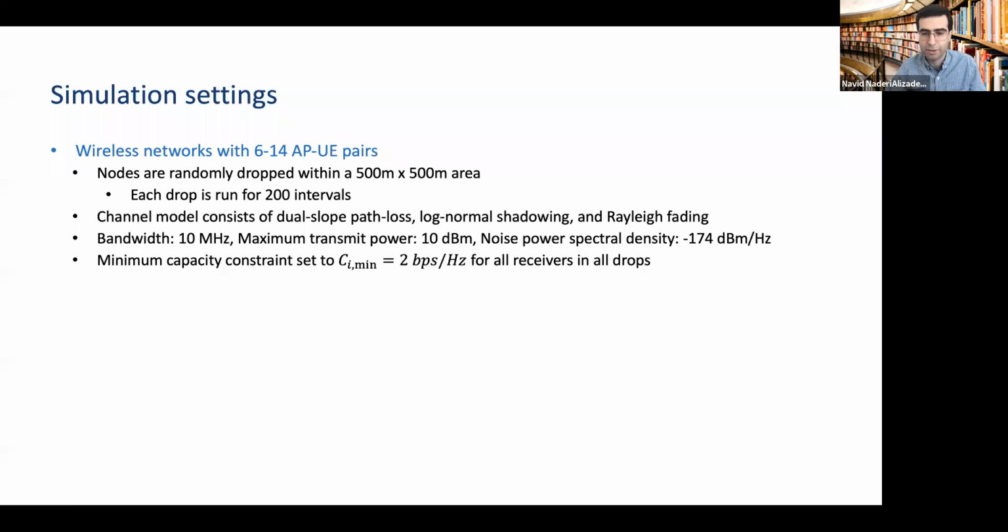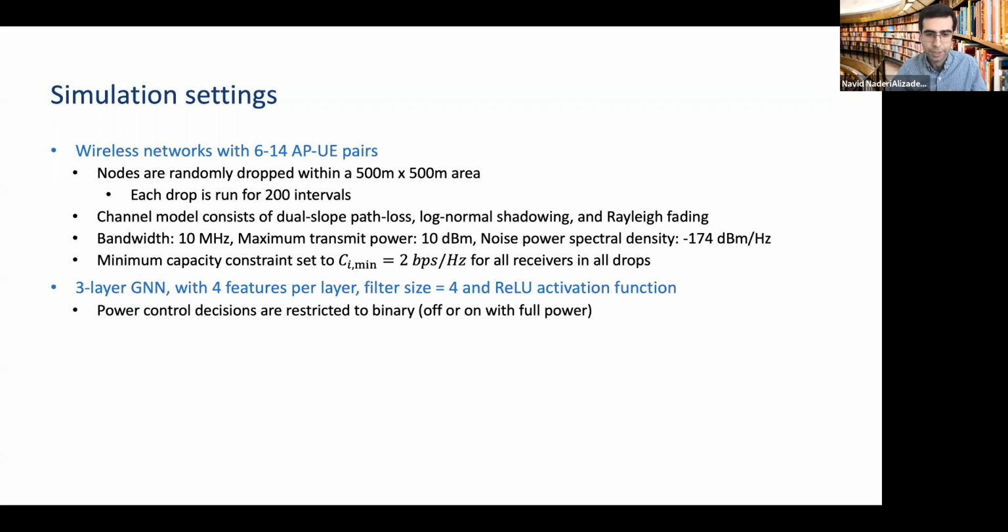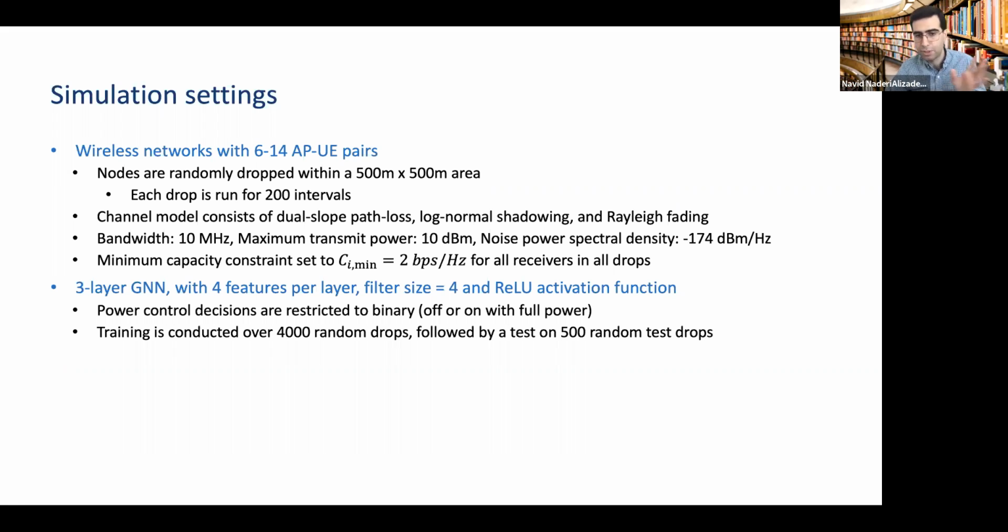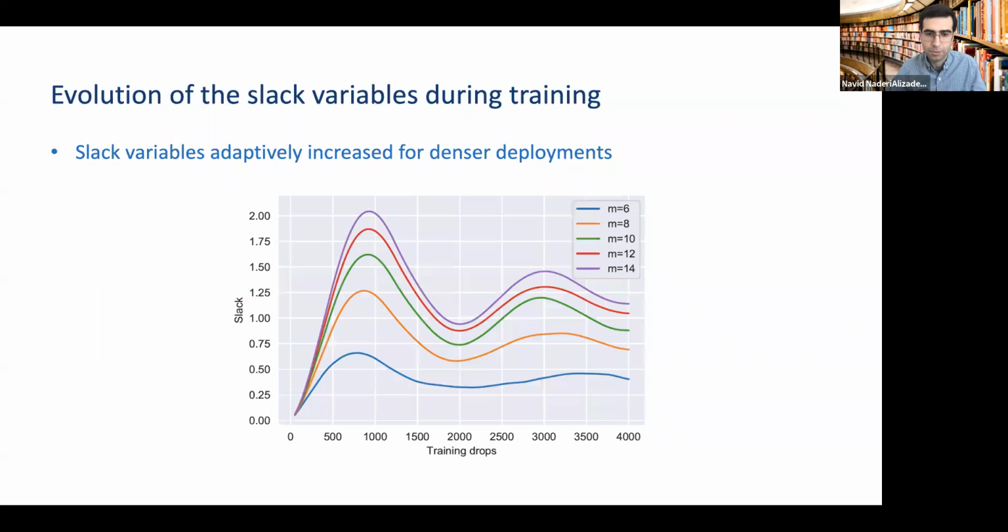But because we have the slack variables, those are going to adapt to the channel conditions that we have in the network. For the GNN, we use 3 hidden layers with 4 features per layer and a filter size of 4. So roughly speaking, it's a very small GNN compared to what's out there in the literature. And again, there is no constraint on how we do the power control. We again use just a binary power control policy. You might view it as a node classification problem in an unsupervised way if you look at the graph. So we train on 4,000 random drops, and then we finally freeze the GNN and we test it on 500 test drops.